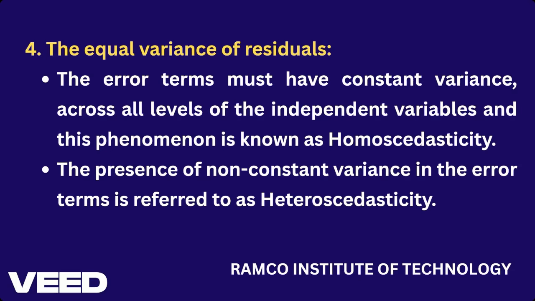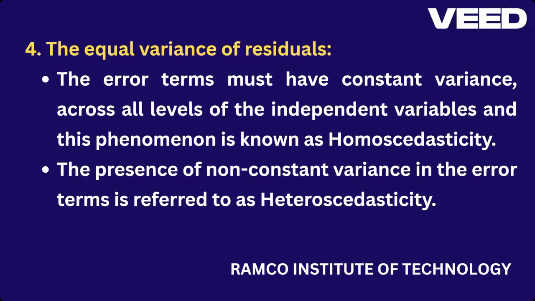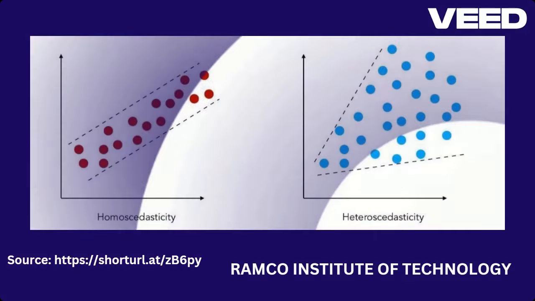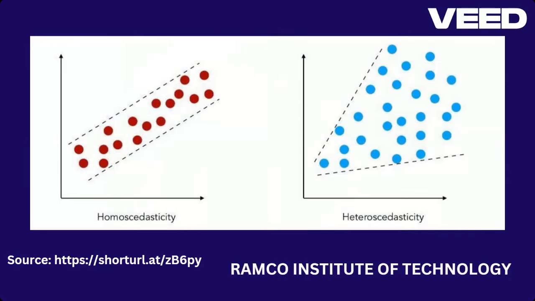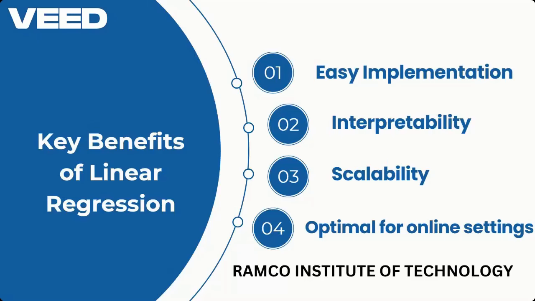And next is the equal variance of residuals. So the error terms must have constant variance across all the levels of independent variables, and this phenomenon is considered as homoscedasticity. And then the presence of non-constant variance across all the levels of independent variables in the error terms is referred to as heteroscedasticity. So the difference between homoscedasticity and heteroscedasticity is represented in this diagram. So homoscedasticity has constant variance and heteroscedasticity has non-constant variance.